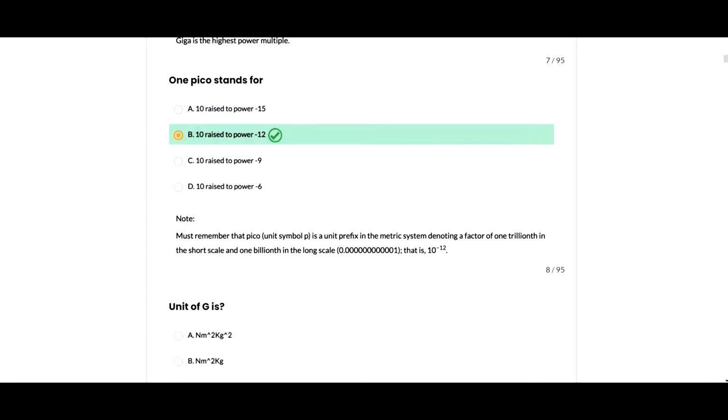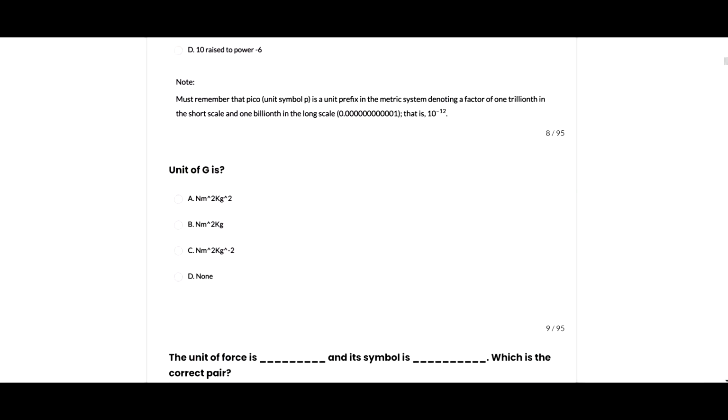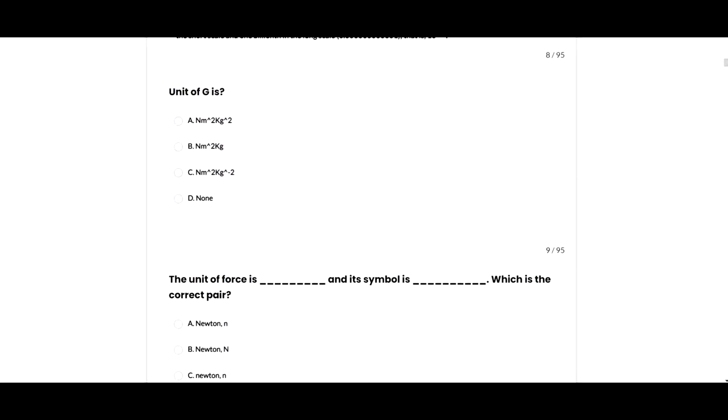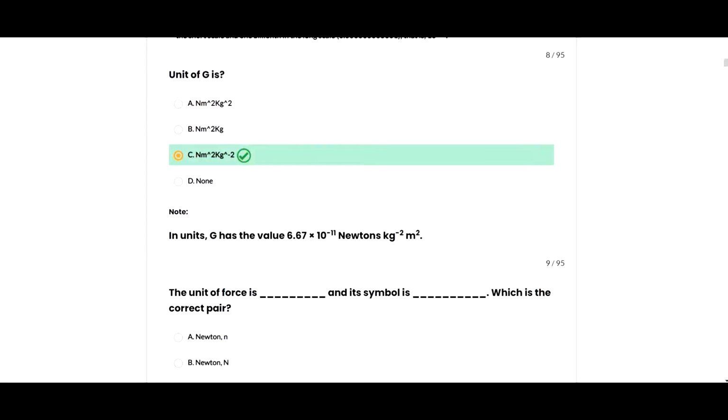The next MCQ is here. Unit of G. The unit of G is given here, then the right answer of this, C option is correct. In SI units, G has the value 6.67 multiplied by 10 raised to power minus 11 Newton meter square per kilogram square. So this is the C option. C option is correct.